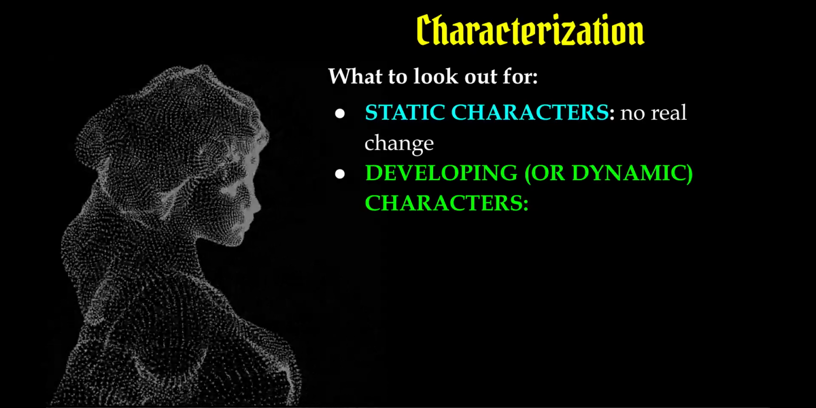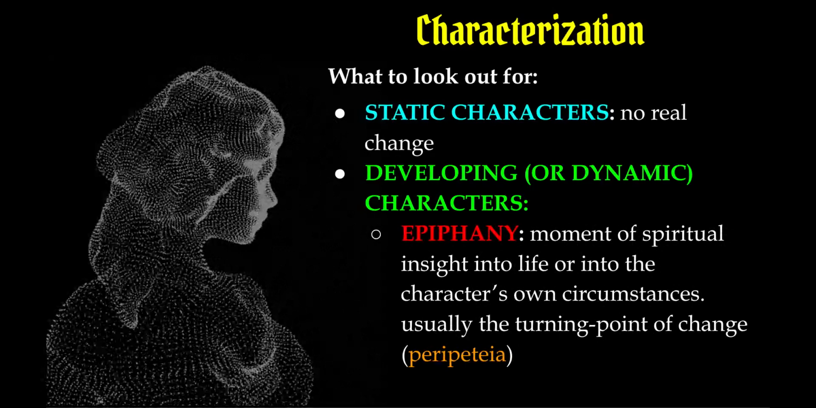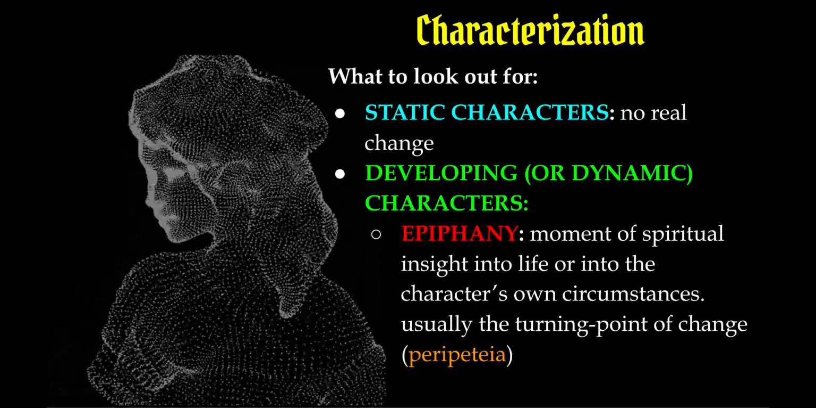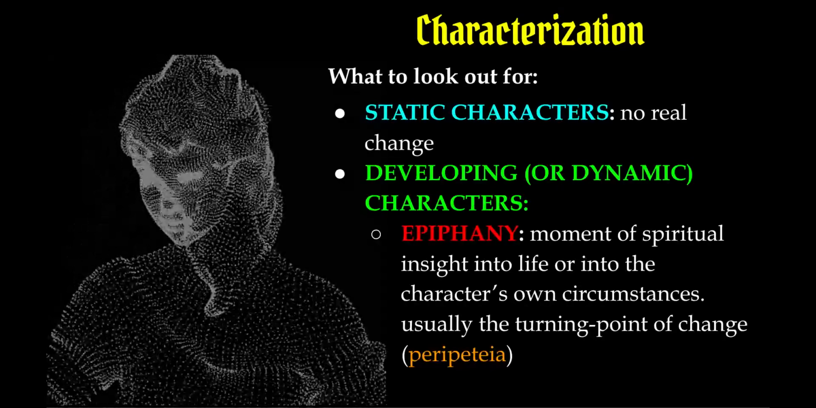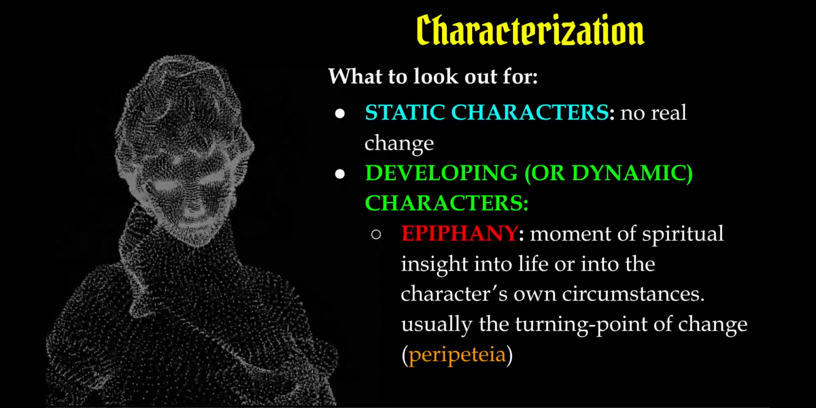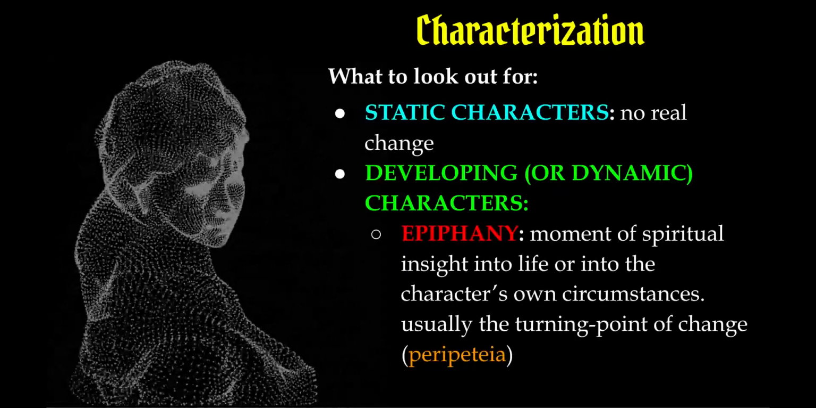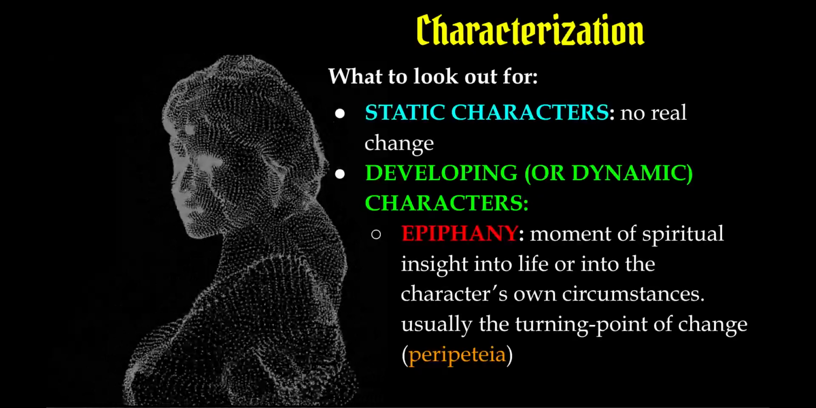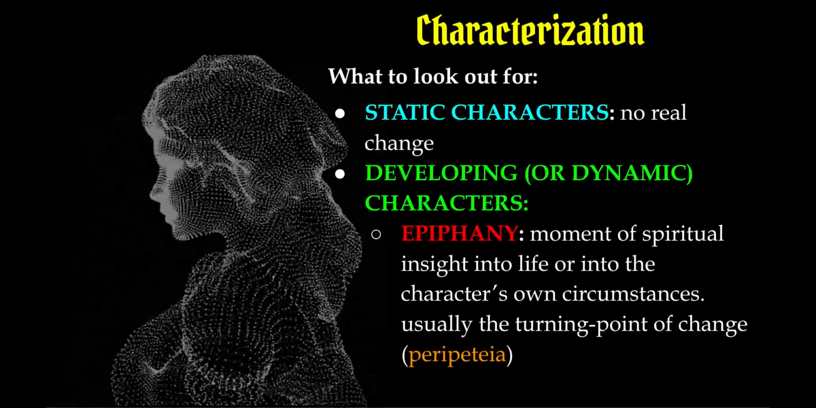They're the same from beginning to end. Whereas those developing characters, they change usually through an epiphany. And that epiphany is some kind of either spiritual or philosophical or moral insight into life and into their own circumstances that usually causes this huge change in them, right? They have this light bulb go off and they can never go back, right? They can't unlearn what they have learned.